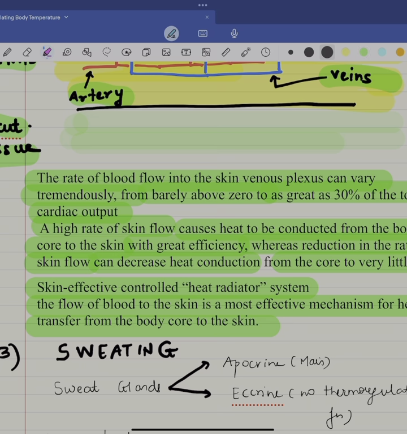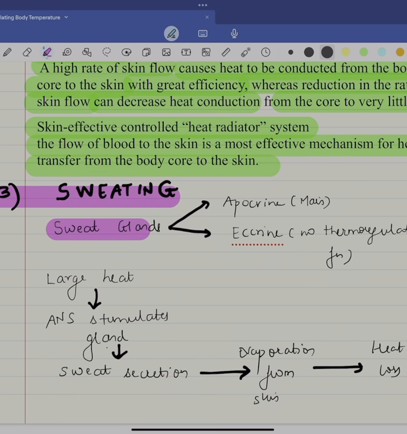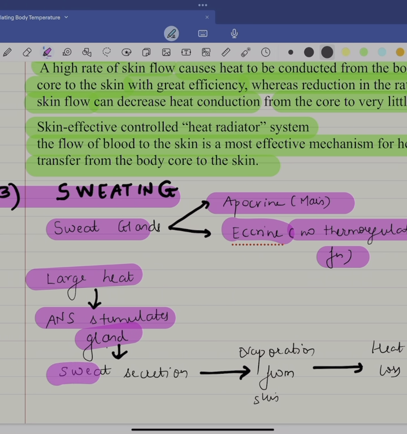Now let's see the next factor, that is sweating. Sweat glands are of two types: apocrine, which is the main gland, and eccrine. It has no thermoregulatory function. Large heat leads to ANS stimulation of the sweat glands. Sweat is secreted, water evaporates from the skin, and ultimately heat is lost.